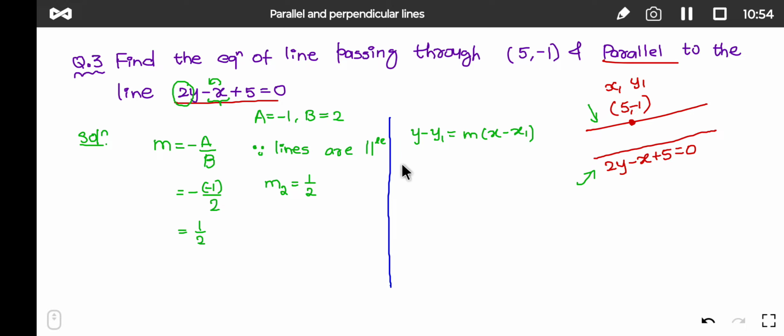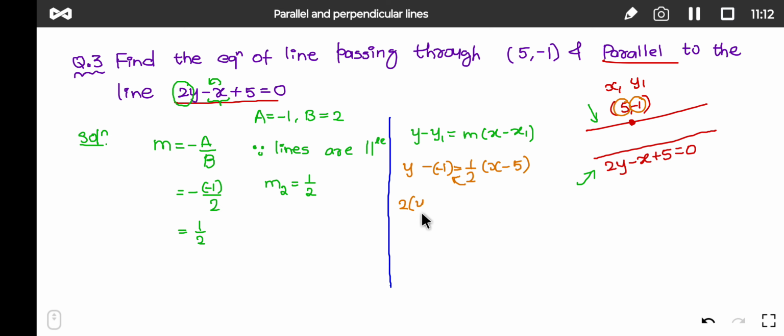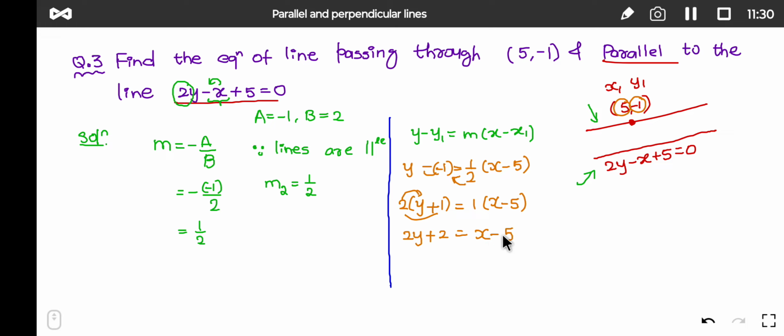Substitute the values of x1, y1 and m. So y minus y1, which is minus 1, is equal to m, which is 1 upon 2, into x minus x1. So x1 is 5. Multiply this 2 inside. So 2 into y minus minus gets plus 1 is equal to 1 into x minus 5. If you multiply this 2 inside, we get 2y plus 2 into 1, 2, is equal to 1 into x, x, minus 1 into 5, 5.